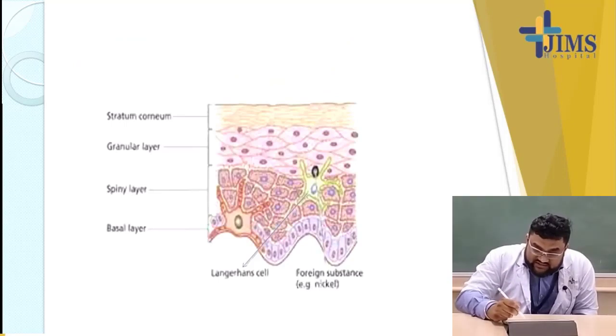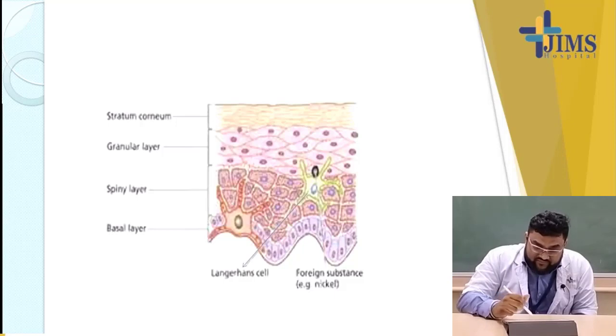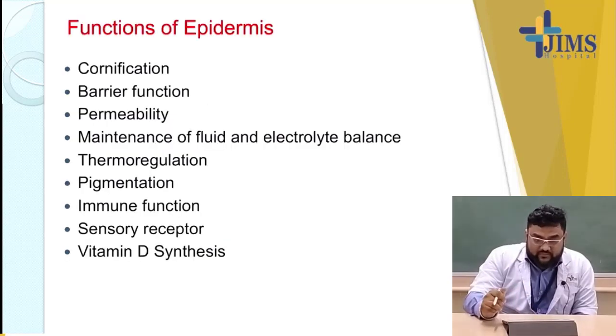So here you can see the Langerhans cells, which also have dendritic-like processes, and we have the Merkel cells, which are not given in the picture.